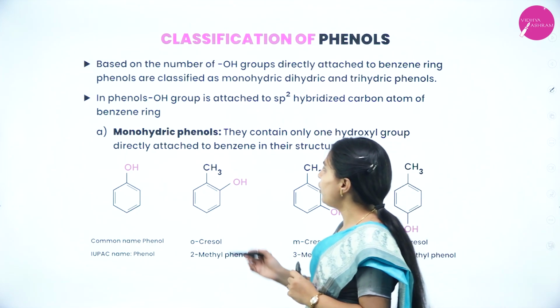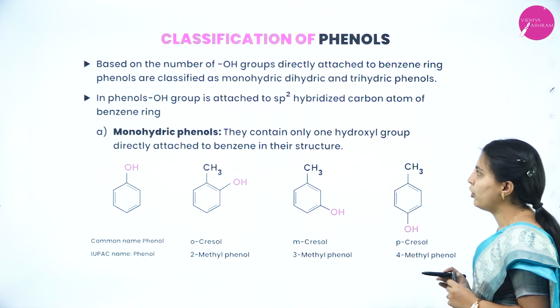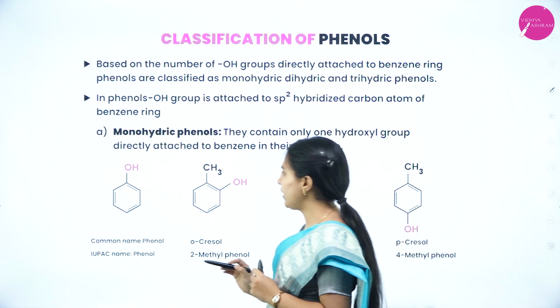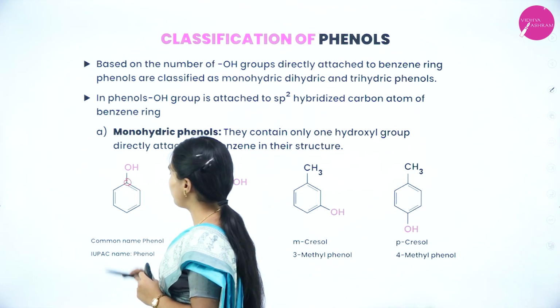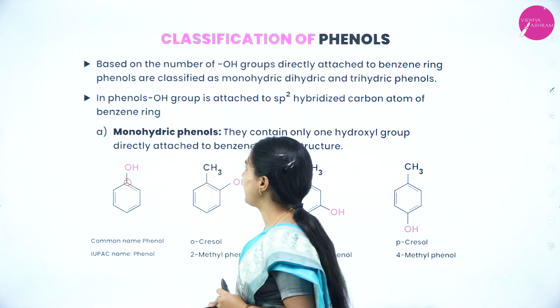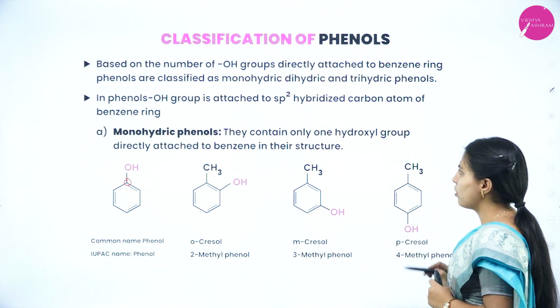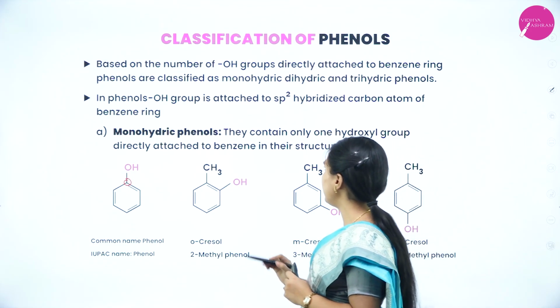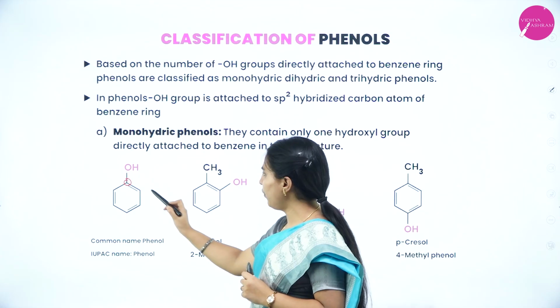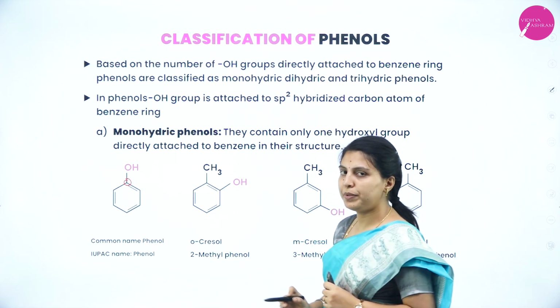In phenols, the OH group is attached to an sp2 hybridized carbon atom of the benzene ring. If you see here, it is also an sp2 carbon. To that sp2 carbon, OH is attached. We'll see now monohydric phenols. They contain only one hydroxyl group directly attached to benzene in their structure. In any of the compounds here, only one single phenol group is attached.